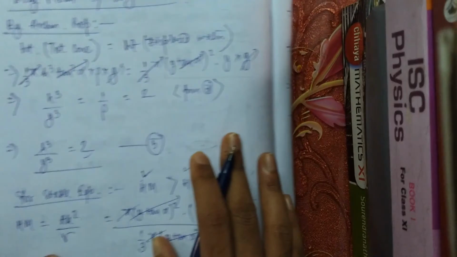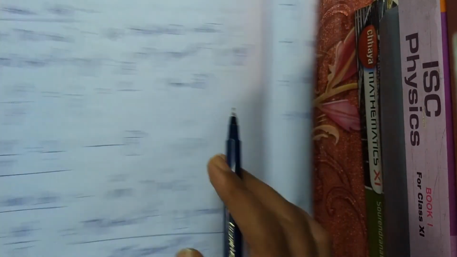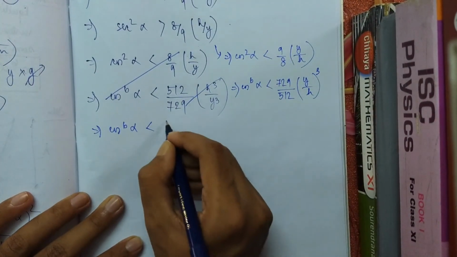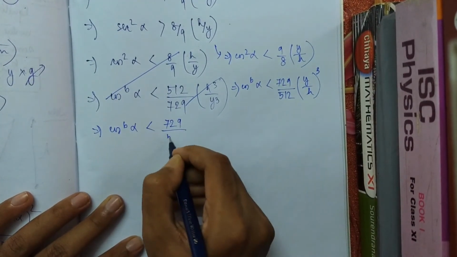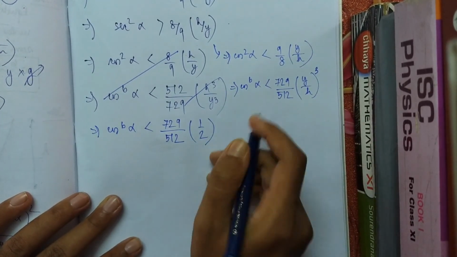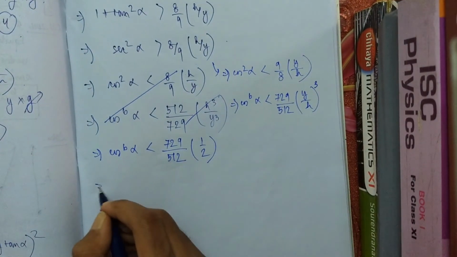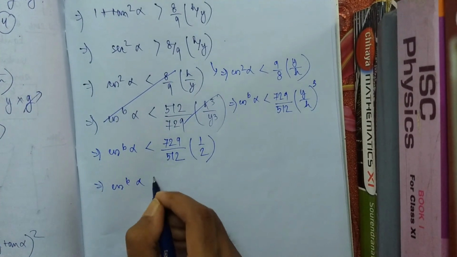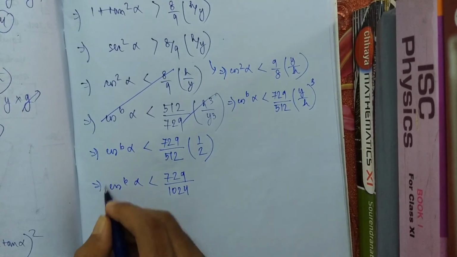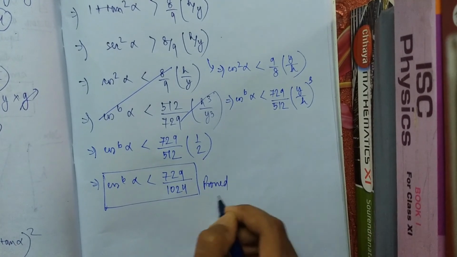Now look at in here, we had the h cube by y cube relation equals 2. So here we have y cube by h cube. We will just reciprocate this, 729 by 512, this will be 1 by 2. So we have cos to the 6 alpha less than 729 by 1024. This is our proof. Done and dusted.